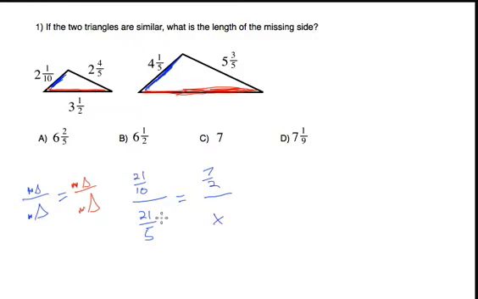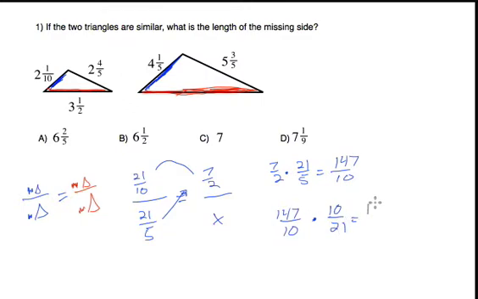So all we do is multiply and then divide. 7 halves times 21 over 5 equals something over 10. 21 times 7 is going to be 147. And then 147 over 10 divided by 21 over 10, or times 10 over 21, equals 1,470 over, and 21 times 10 is 210. And now let's simplify that. Let's make that into a mixed number.